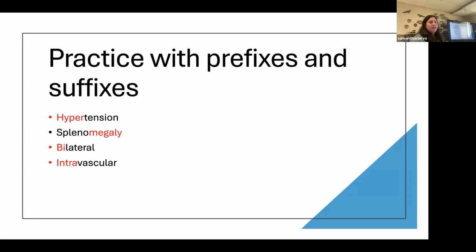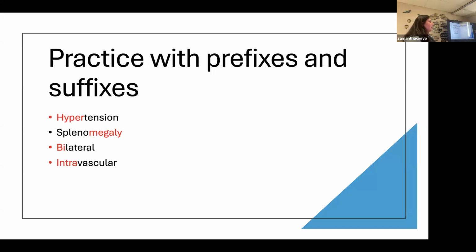Okay, I'm going to move on then. So we're going to do some practices. These are some terms maybe you've heard of, but hypertension. Does anyone want to tell me what they think this means? High blood pressure. Okay. And then does anyone want to tell me what splenomegaly means? If spleno means spleen, what does splenomegaly mean? Enlarged spleen? Perfect. And then does anyone want to tell me what bilateral means?